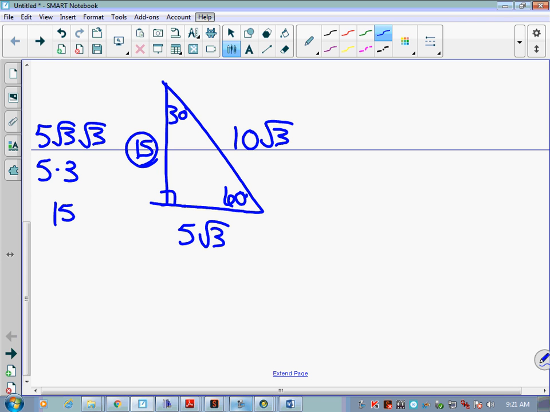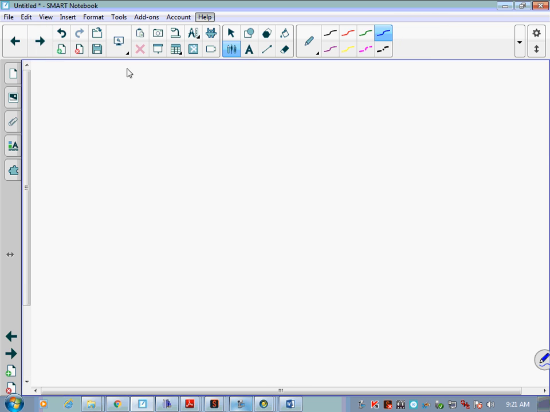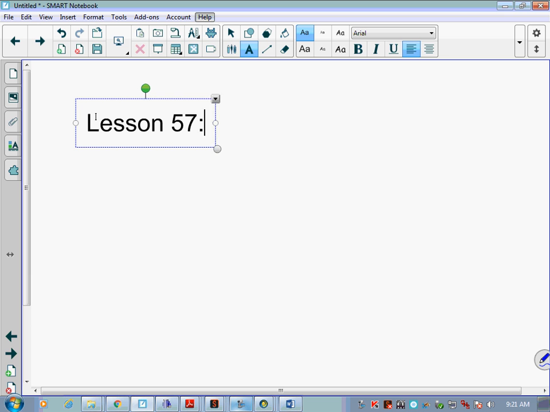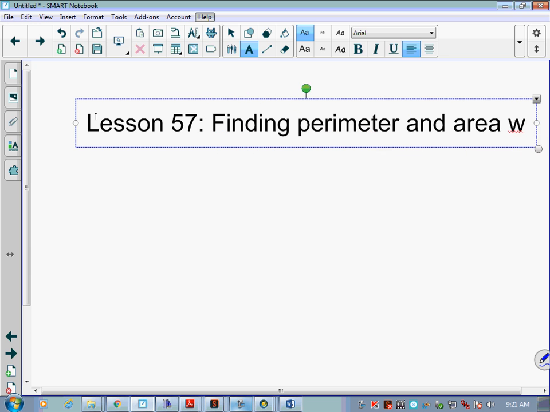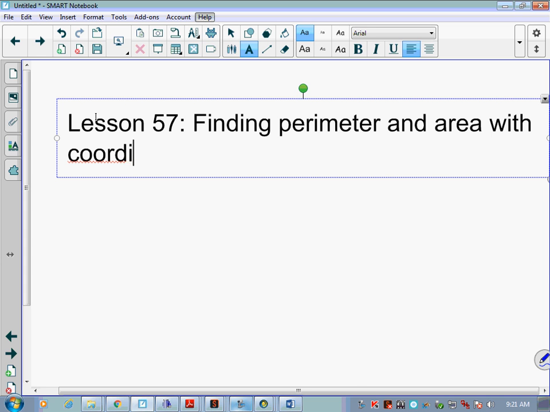All right, so I'm going to leave that there, and we're going to go over to lesson 57 and see what notes we need to make on lesson 57. Lesson 57 is finding perimeter and area with coordinates. So let's make a new page here. Okay. Lesson 57, finding perimeter and area with coordinates. Okay. And you'll notice in here that there's no definitions, there's really no notes.